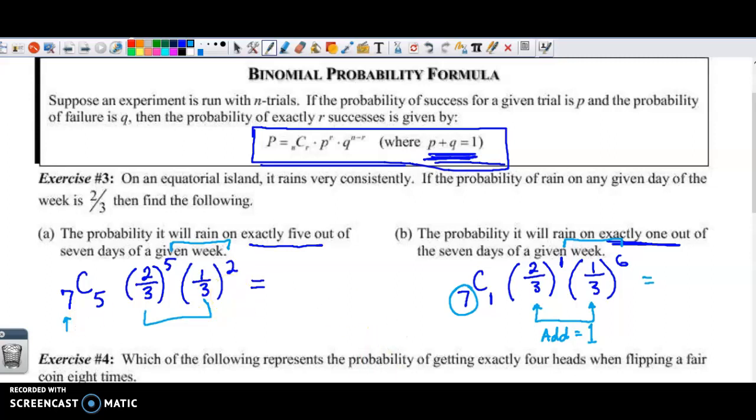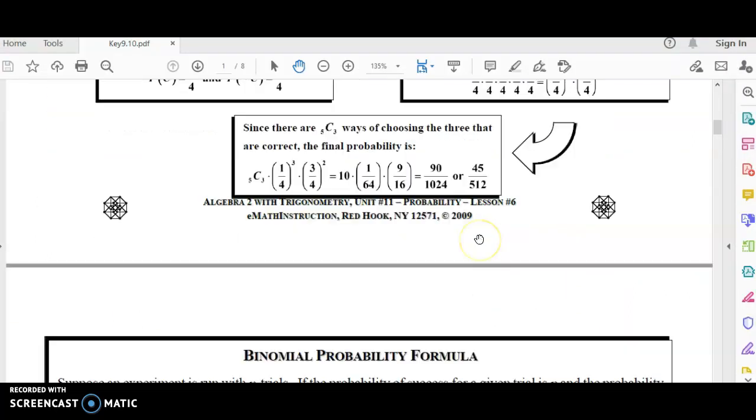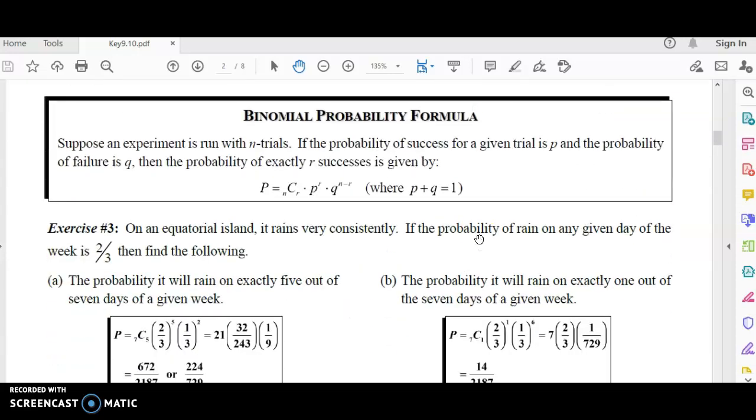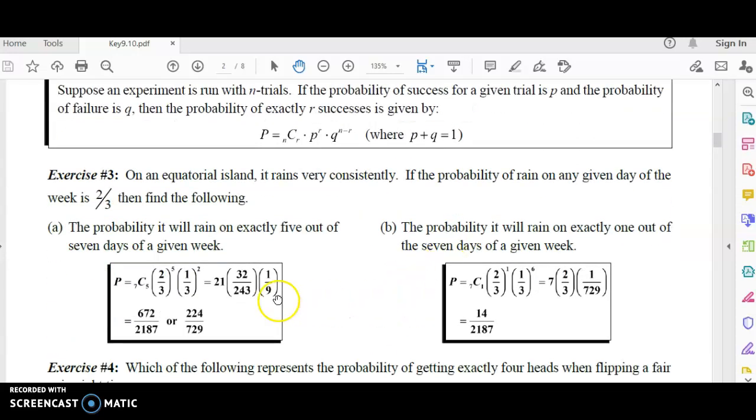Yeah, so I'm going to jump to the answer key to save us a little bit of time on using a calculator. But I trust that you guys can use a calculator. And if you have any issues with the calculator, just bring them to class. I'll make sure that you understand everything. So this one's a little bit more likely to happen than this one. Not very likely to get exactly 1 day of rain. All right. And go back to my notes.